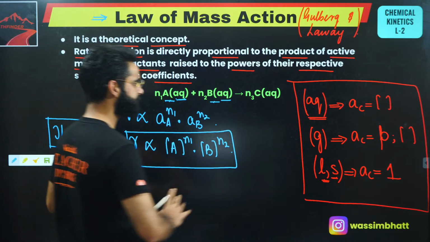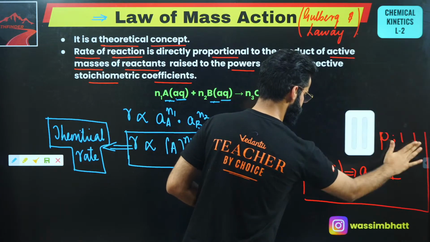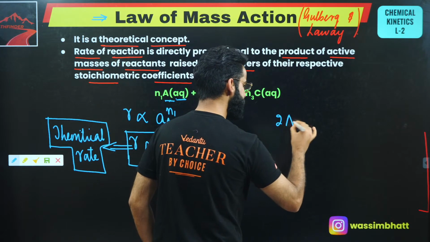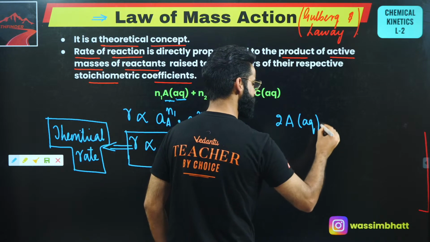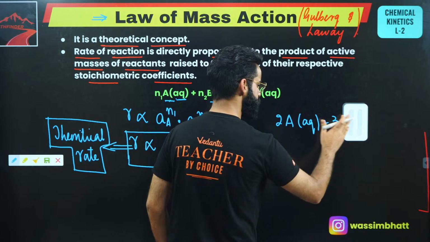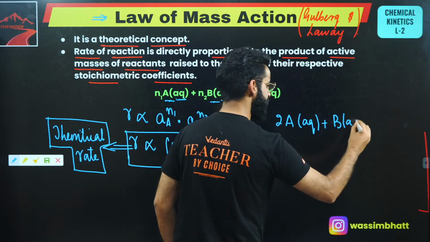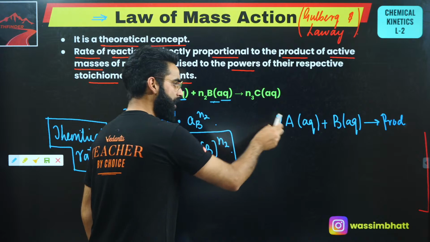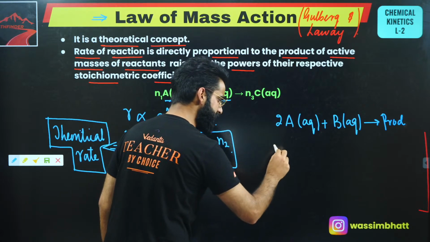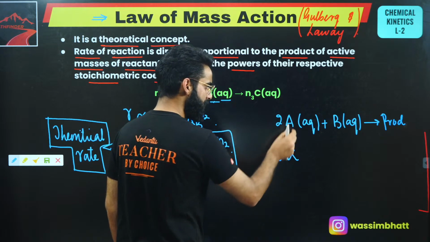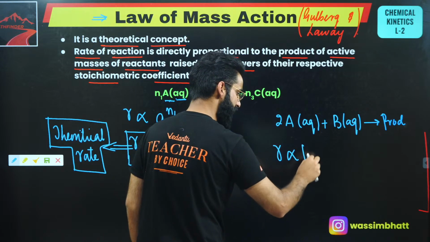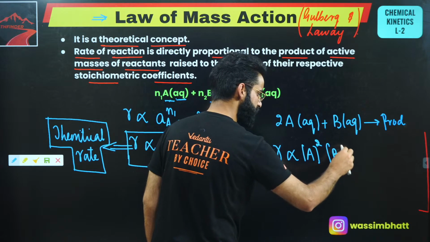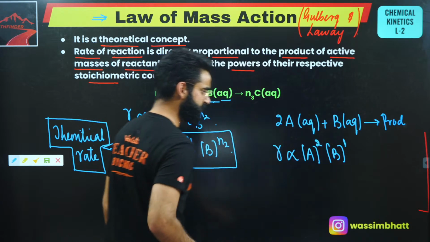For example, I've got some reaction as 2A, with A in aqueous form, plus B, or let's not keep it as 3B, let's keep it as plus B, which is again in aqueous form. It gives products. How will I write the law of mass action for this reaction? I'll simply say the rate of reaction is directly proportional to the active mass of A. Since A is in aqueous form, I'll write concentration of A raised to its stoichiometric coefficient, that's 2, multiplied by concentration of B raised to the stoichiometric coefficient of B, that's 1.